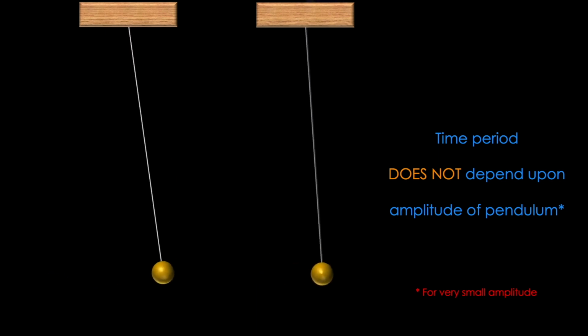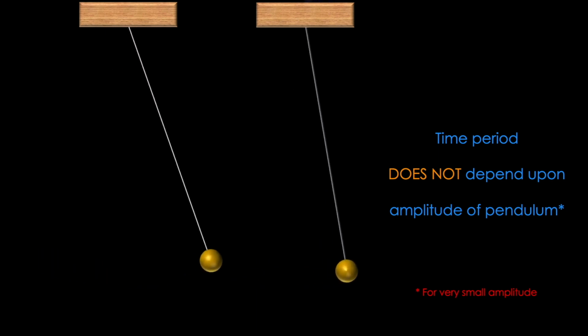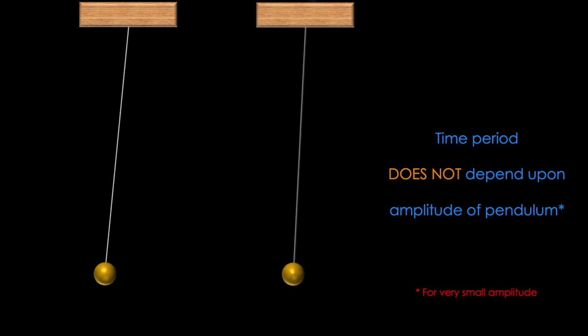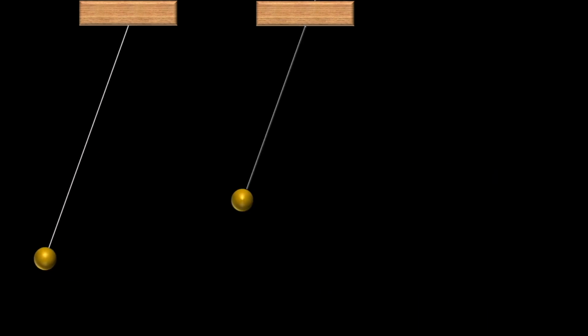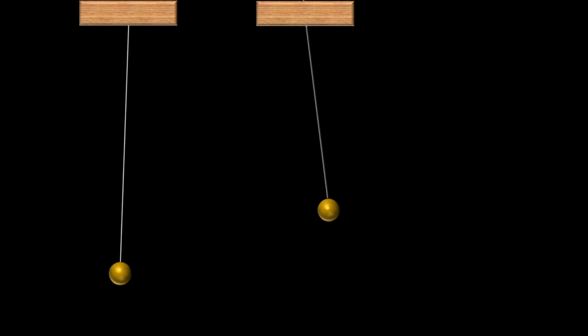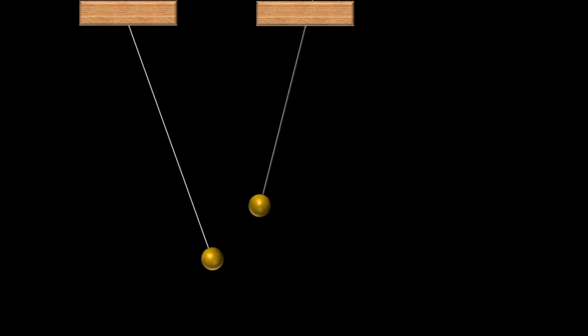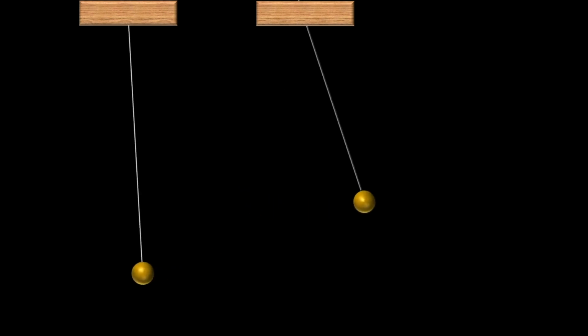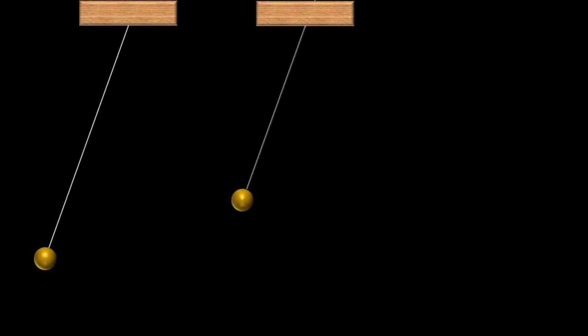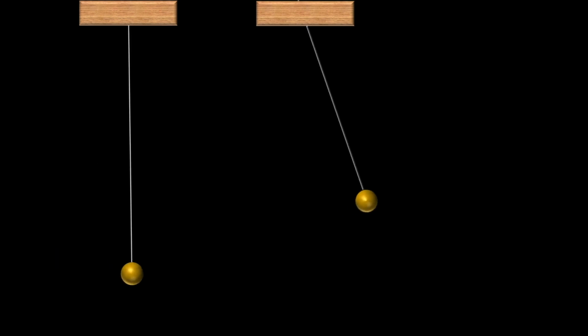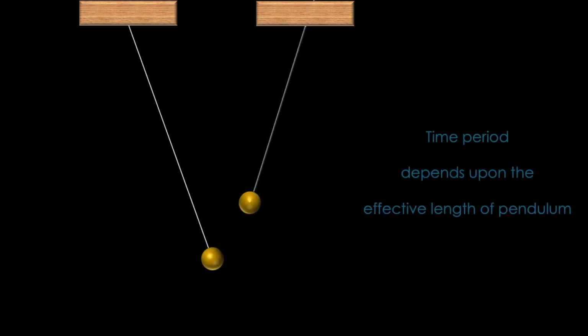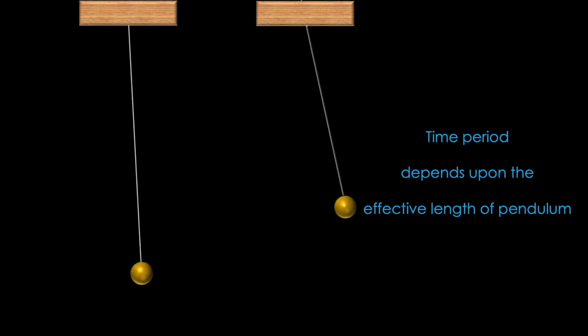Next, let's look at another factor which is very prominent, and that is the effective length of the pendulum. Here we see that there are two pendulums of unequal effective lengths. The one on the left is longer and the one on the right is shorter. And as expected, the one on the right actually swings faster. It has a shorter time period compared to the one on the left, which means that the time period of a pendulum depends on its effective length.